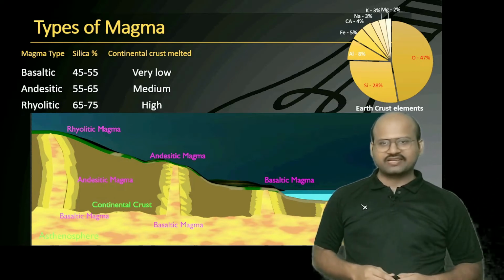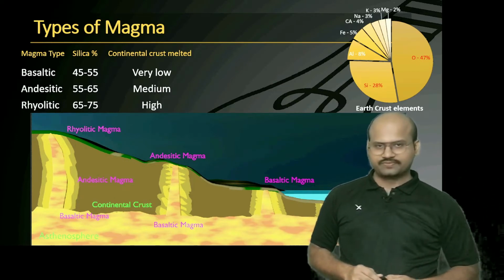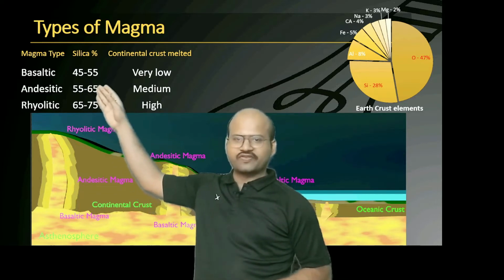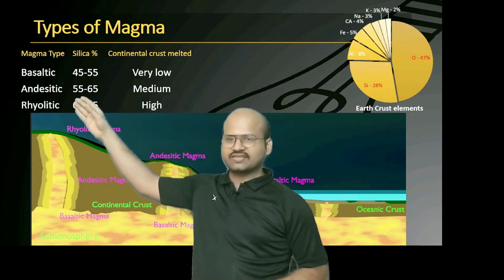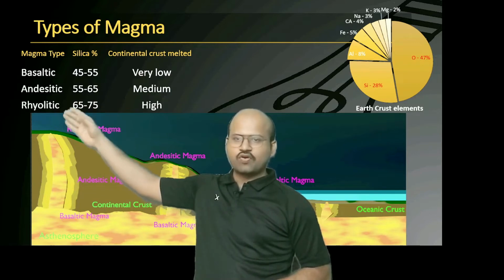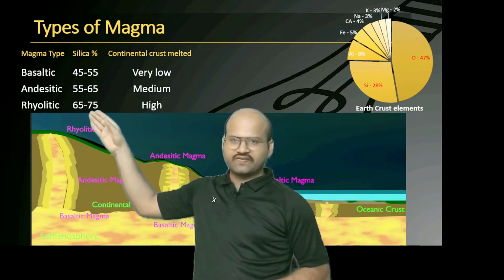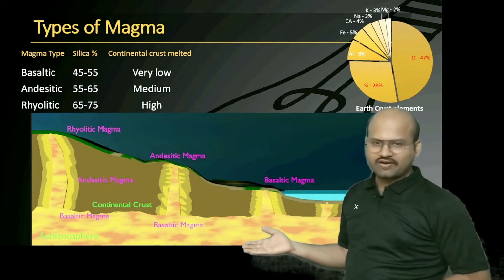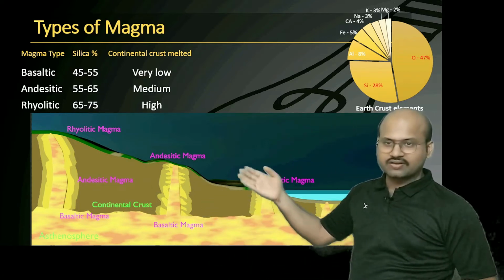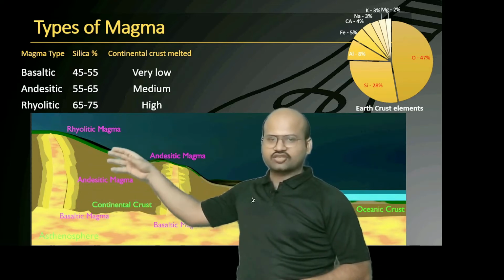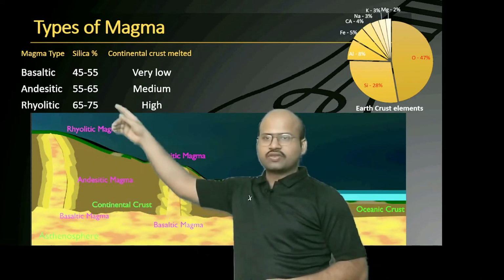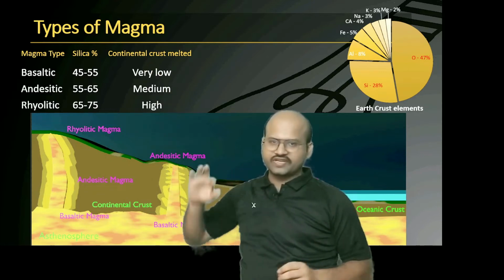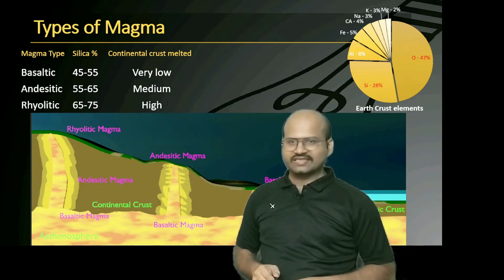Now let's see a comparison of all these three types of magma. Basaltic magma has 45 to 55% of silica, andesitic is around 55 to 65, while rhyolitic is 65 to 75. And we see that this kind of magma, when it reaches the surface, has to melt some amount of continental crust or oceanic crust. So the basaltic magma melts a very low amount of continental crust, because if it melts more, then it will become acidic.